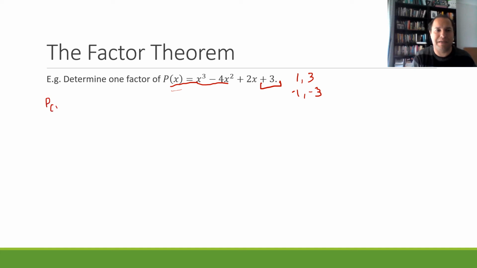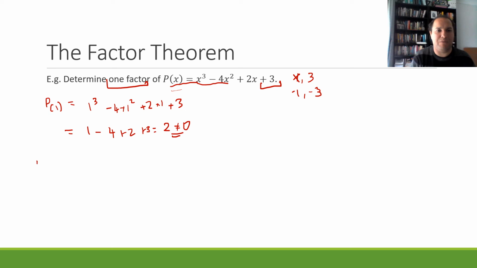So let's try subbing in 1 into our equation. 1 cubed minus 4 times 1 squared plus 2 times 1 plus 3. That's 1 minus 4 plus 2 plus 3. That will not equal 1, it'll equal 2. And that's not what we want. We want our value to equal 0 so we can get our factor. Right? If our value, when we sub it in, equals 0, our remainder is 0, which means we've got our factor. So 1 did not work.